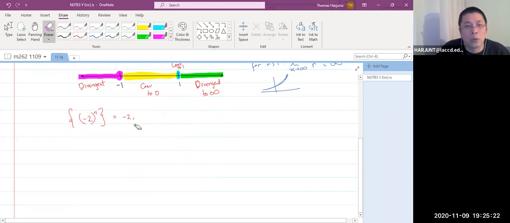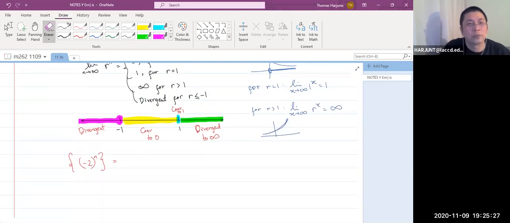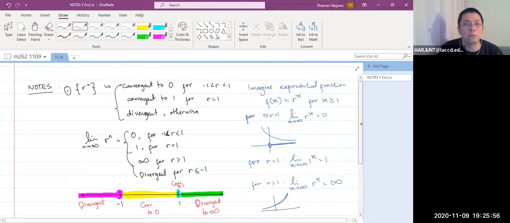So when the ratio r is -1 or less than -1, the limit does not exist. The limit as n goes to infinity of -2 to the n does not exist, and therefore we call that divergent. Okay, that's the first concept from this r to the n.